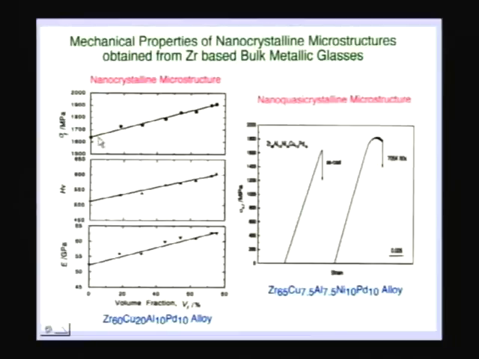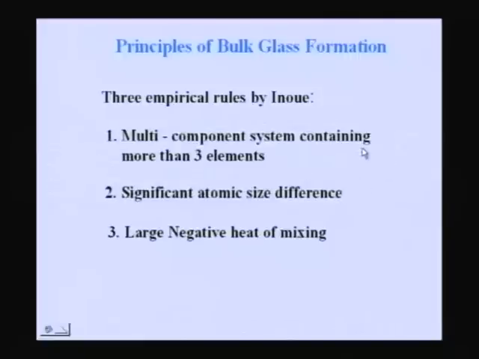And one more thing is that by introducing such nanocrystals, by increasing the volume fraction of those nanocrystals, one can increase the Young's modulus, one can increase the hardness, one can increase the fracture strength, and finally the ductility also. So there are advantages of introducing such nanocrystals into it. So this is another direction in which people are going. How is it done? Simply you make a bulk glass and heat it.